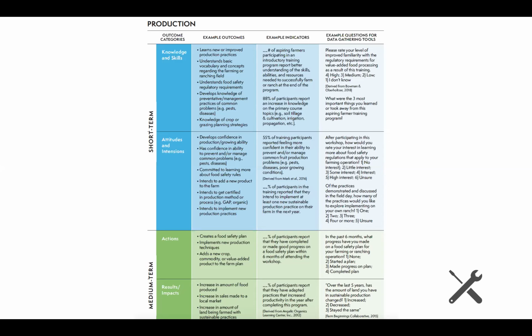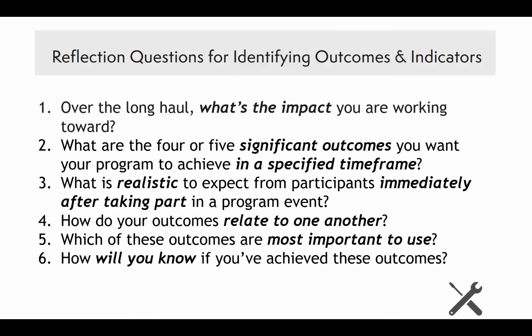Also, what you see here is the example outcomes. We also have included example indicators and example questions for data gathering tools. Again, these are just illustrative and to give people ideas to get started. Also included in the outcome list is a guide for reflecting on what makes most sense for your organizations to help you come up with your own outcomes and indicators. So this basically gives you questions to walk through to help bounce off of with this list.